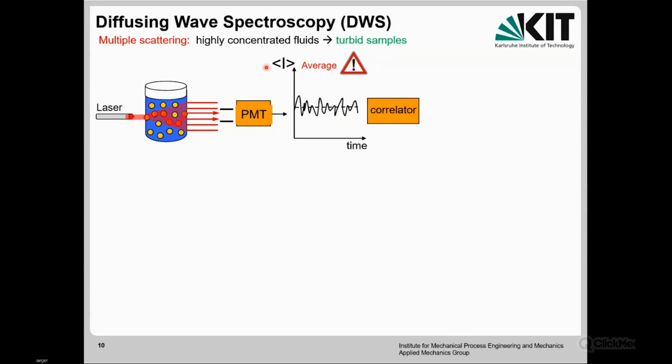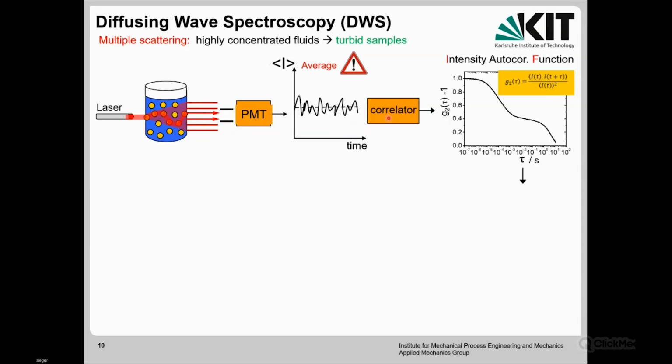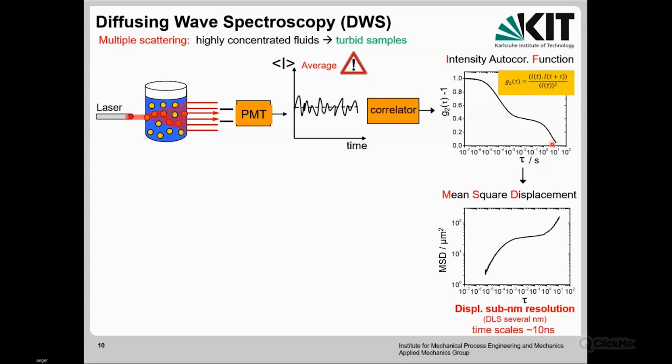And then using a correlator, you build the so-called intensity correlation function. This is similar to DLS. And here it's normalized to 1. So here you have correlation between the particles. And then after some time, you lose the correlation and it decays down to 0. This intensity correlation function can be related to the mean square displacement. And as you can see here, this is the curve I showed you before.